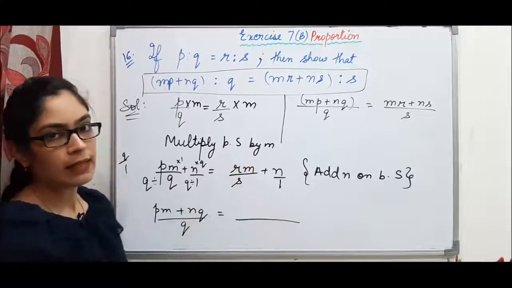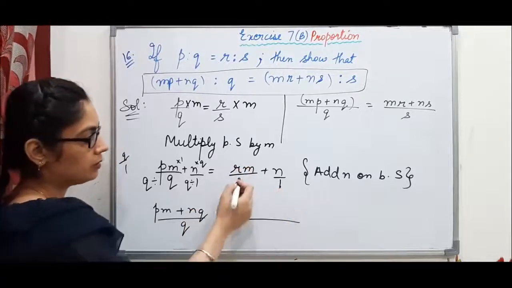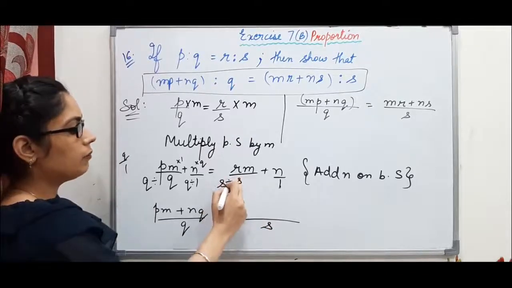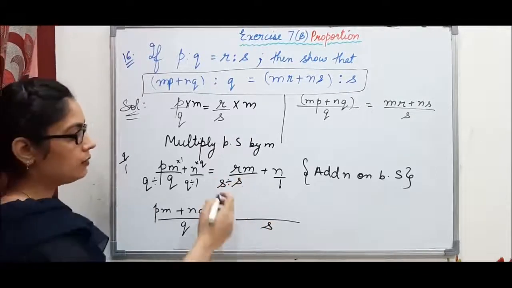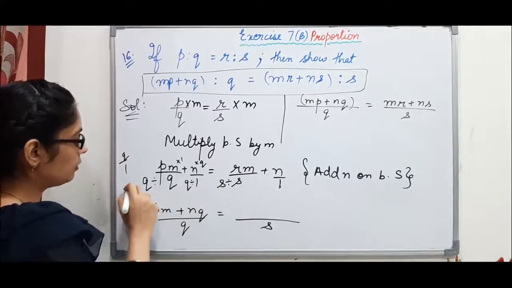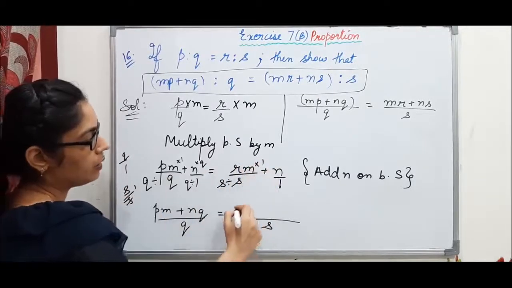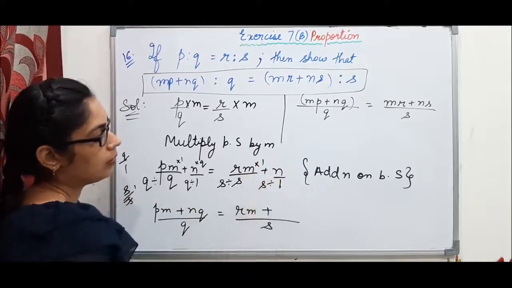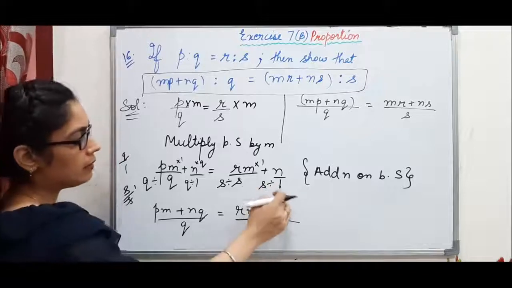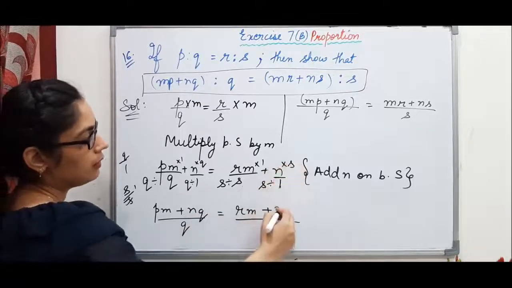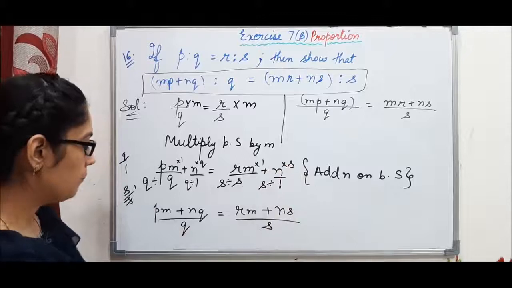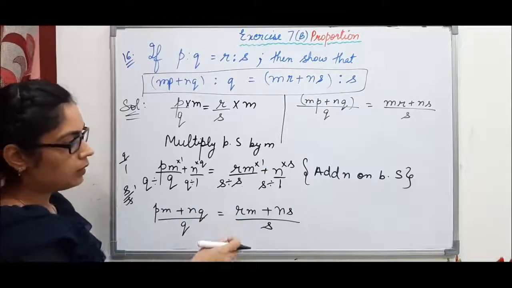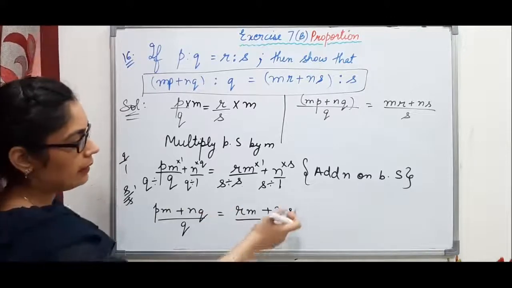Here also we have to take the LCM because the denominators are not the same. LCM of s and 1 is s. So divide LCM by denominator, s divided by s gets cancelled, so 1 into rm, it's equal to rm. Then LCM divided by denominator, s divided by 1 is s, so n into s, ns we can write. Now we got pm plus nq by q is equal to rm plus ns by s.